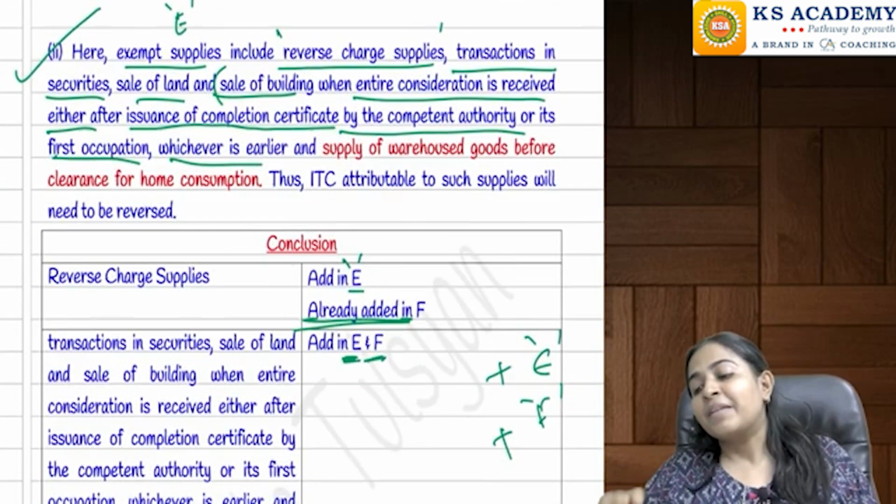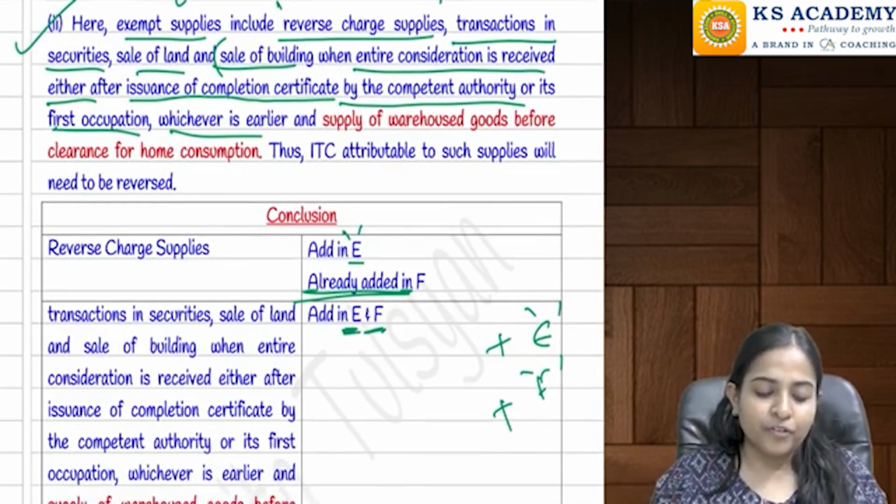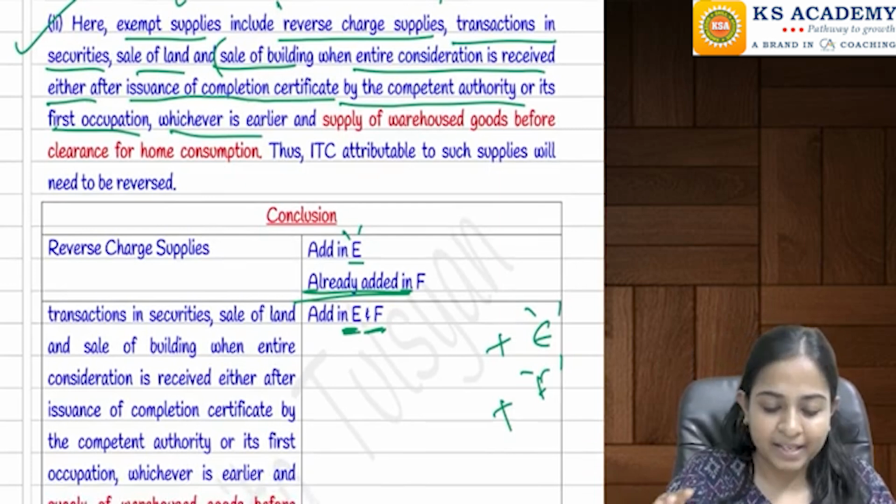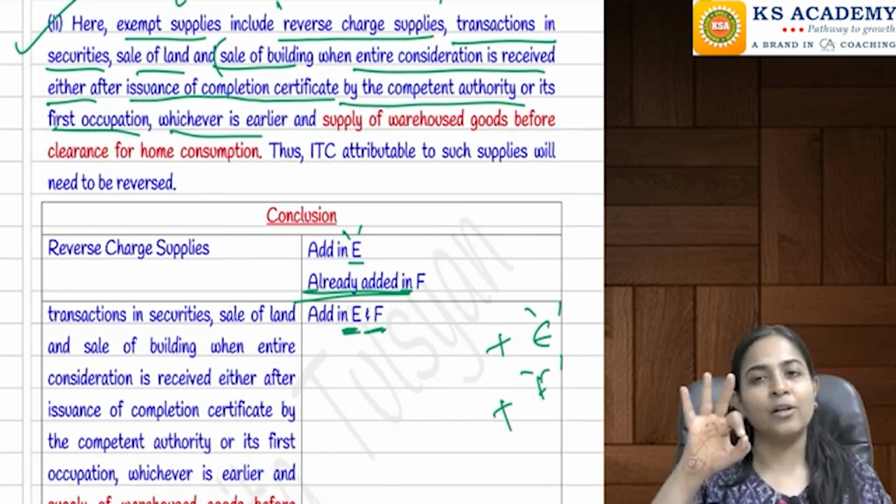Then after that, how to calculate the exempt turnover? First of all, exempt supplies. Exempt supplies normally include what? Exempt supplies include those three things.